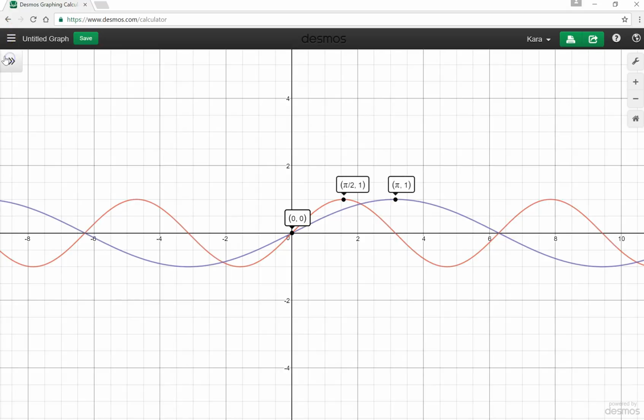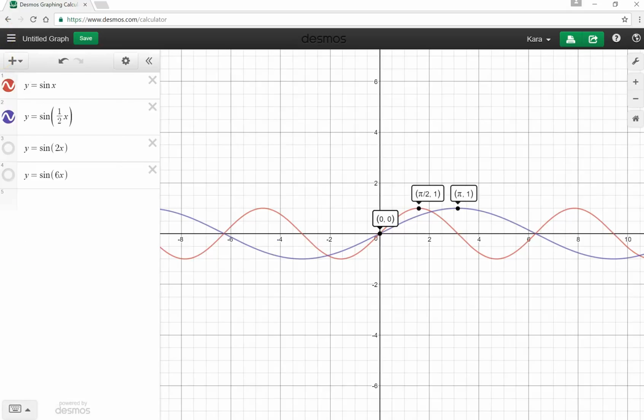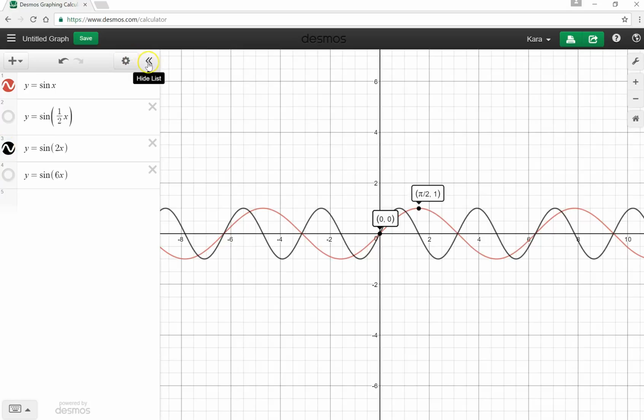So that's when I made my b-value smaller. What happens if I make my b-value bigger? What would you anticipate is going to happen if I change that b-value to 2? So it's actually going to double, right? The amount of curves, or amount of cycles, in that same amount of space.